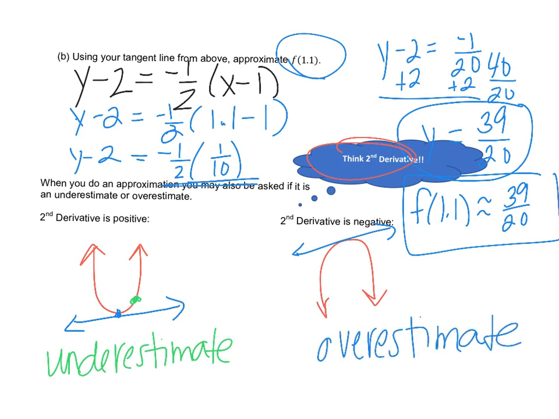Okay, so when you have to underestimate, overestimate, lower approximation, upper approximation, you need to think second derivative. What's the concavity of the function? Is it positive? Is it negative? And then you'll be able to decide, okay, that tangent line is below the curve or the tangent line is above the curve, and underestimate or overestimate.